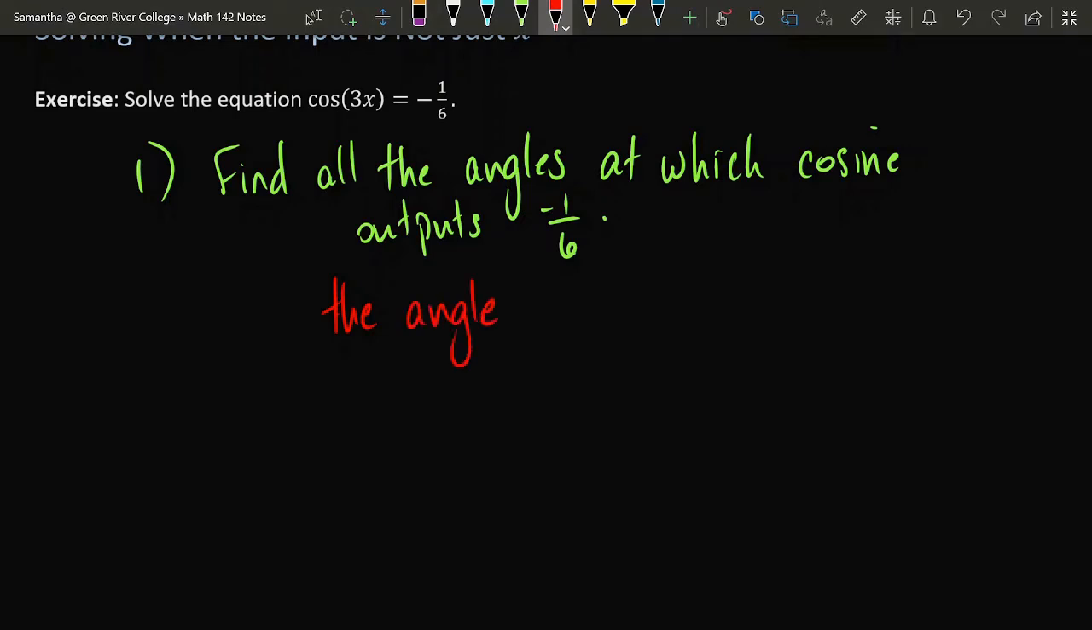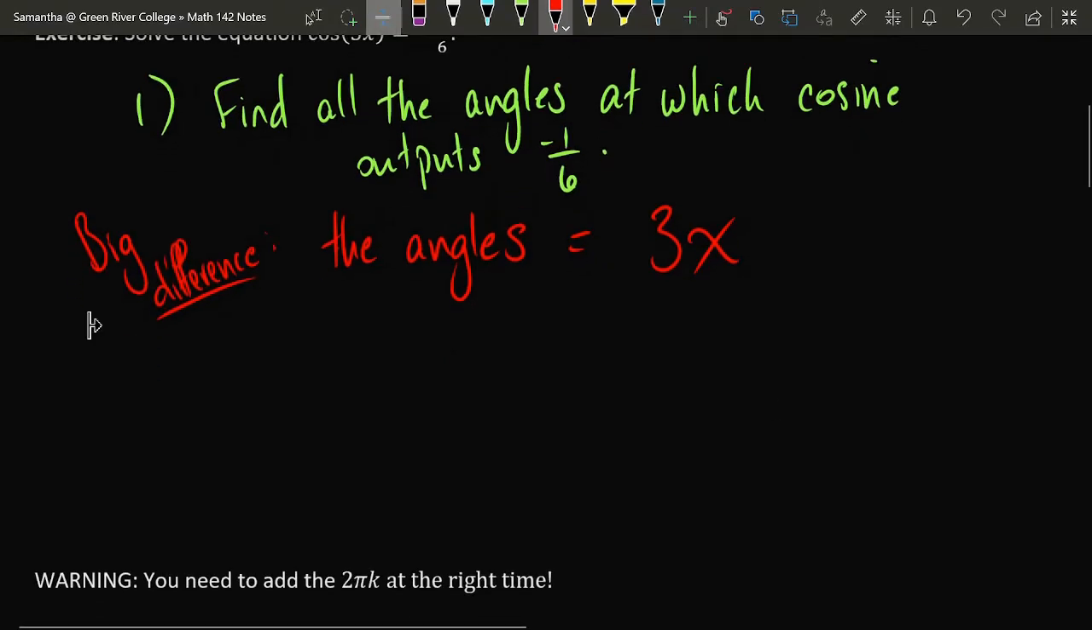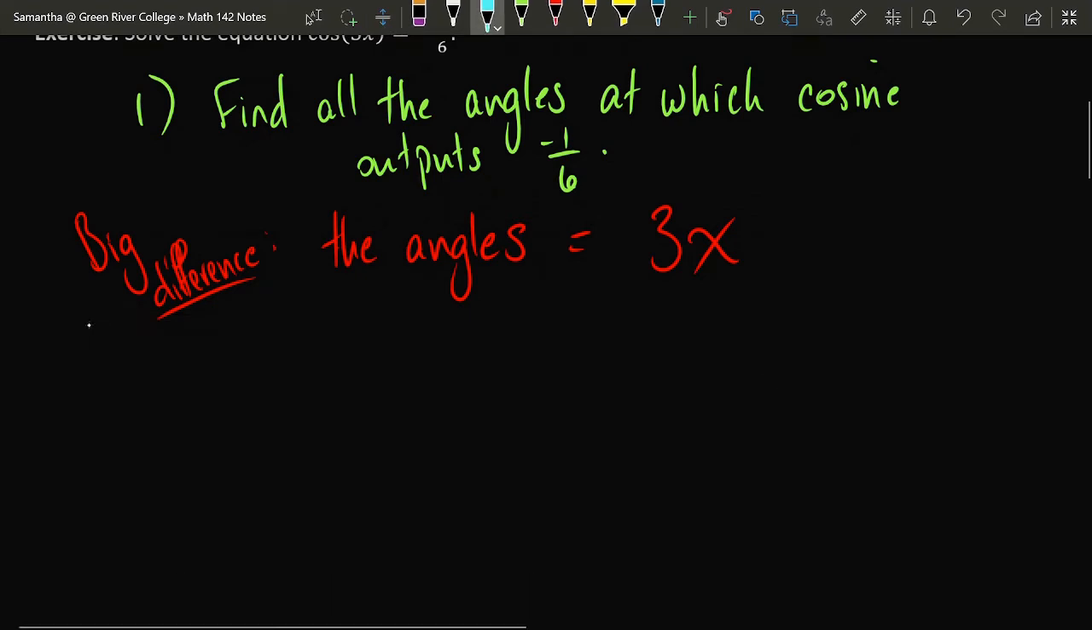The big difference between this question and the one before is that the angles that I find are going to be equal not to the final answer. The angles are going to be equal to the input of cosine. The angles in this case are going to be equal to 3 times x. And therefore, to actually find the values of x, I'm going to have to divide the angles by 3. Okay, so to begin with, let's find one angle at which cosine outputs -1/6.